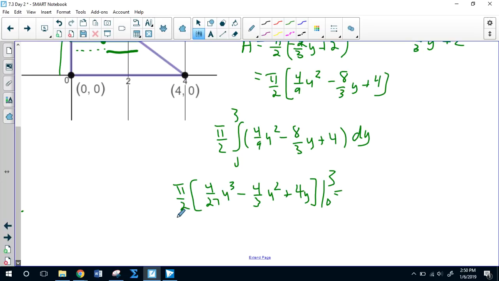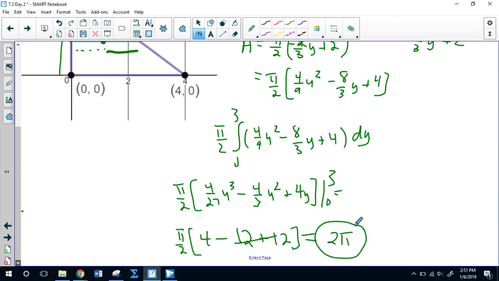Okay, substituting 0 in is very nice, so I don't have to worry about that part. Substituting 3 in gives me pi over 2 times, looks like I'm going to just get a 4 out of that part, 4 minus, this is going to be a 12 plus 12. So everything simplifies quite nicely down to 2 pi. So this would definitely have been a non-calculator question.